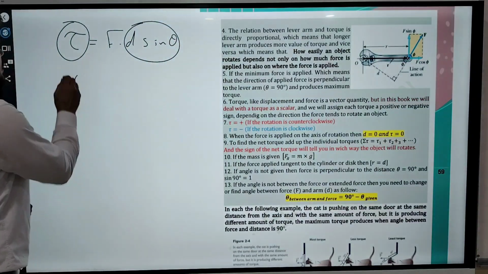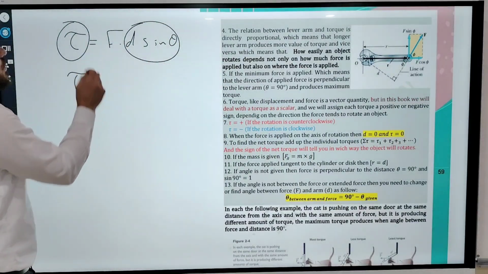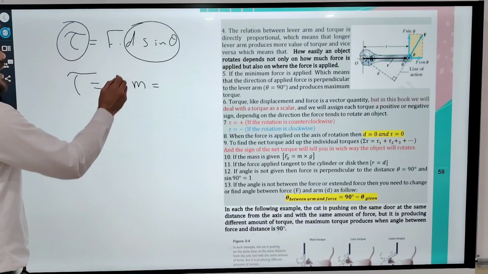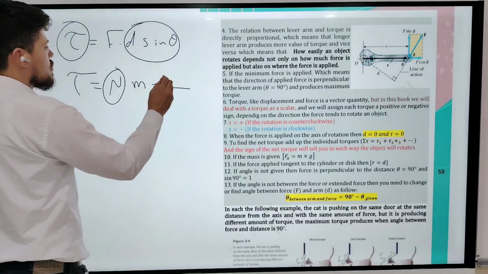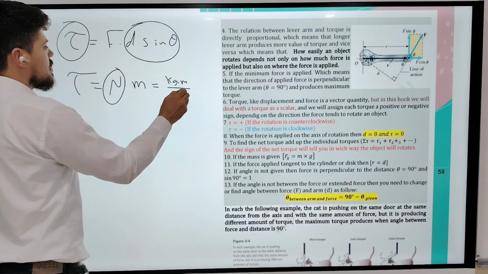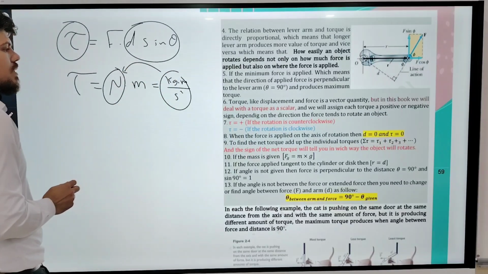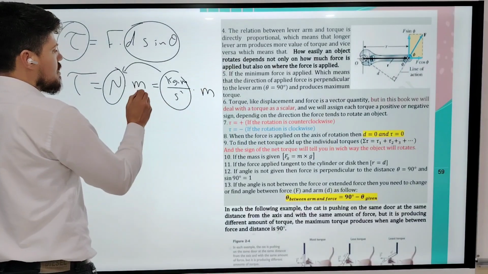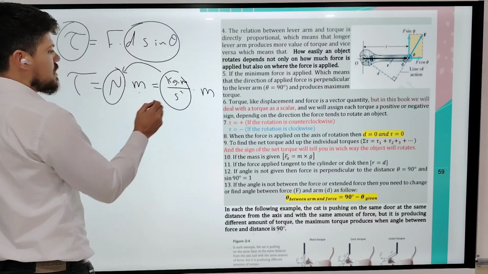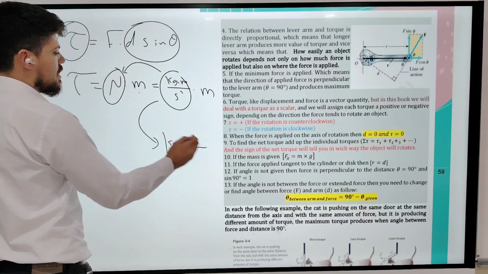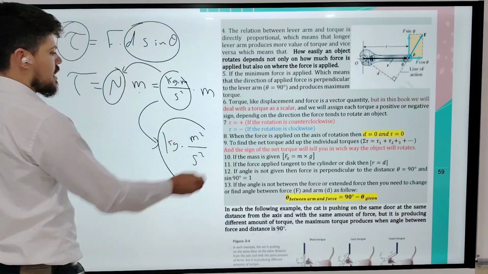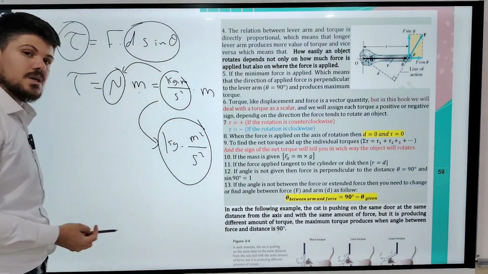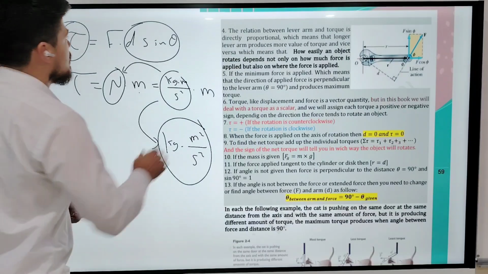So torque is measured in what? According to its unit, it is measured in Newton meter. If you open Newton, Newton is equal to kilogram meter per second square. And what remains? Meter remains. Meter times meter, meter square per second square. So the torque can be measured in kilogram meter square per second square, or in Newton meter.